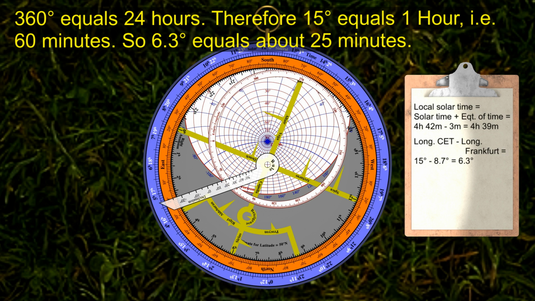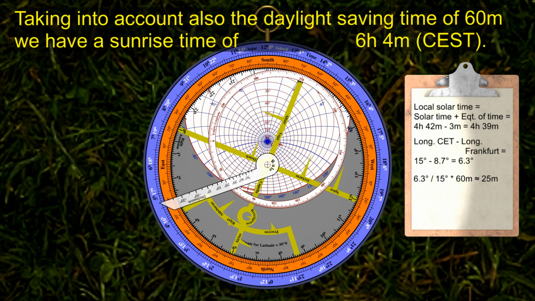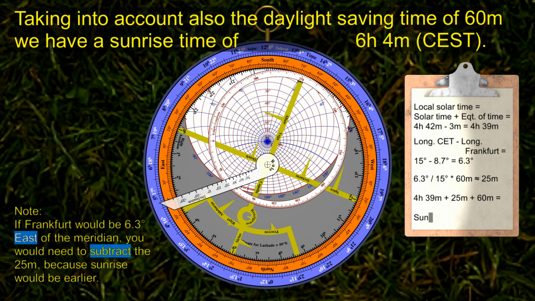360 degrees equals 24 hours. Therefore 15 degrees equals 1 hour, that are 60 minutes. So 6.3 degrees equals about 25 minutes. Taking into account also the daylight saving time of 60 minutes, we have a sunrise time of 6 hours 4 minutes CEST.